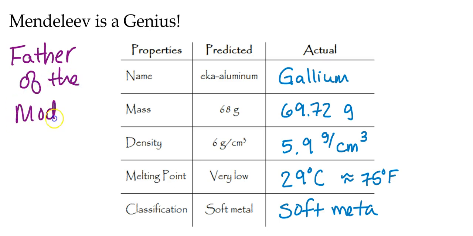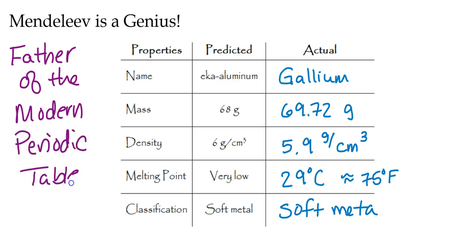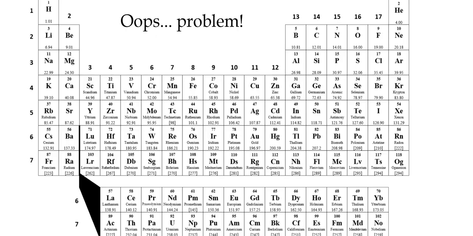Now, even though he did a great job, there is one fundamental problem with Mendeleev's table, and that's the same kind of problem Newlands ran into. When you organize the periodic table by mass, there are some things that just don't work. So let's take a look at what's going on here.